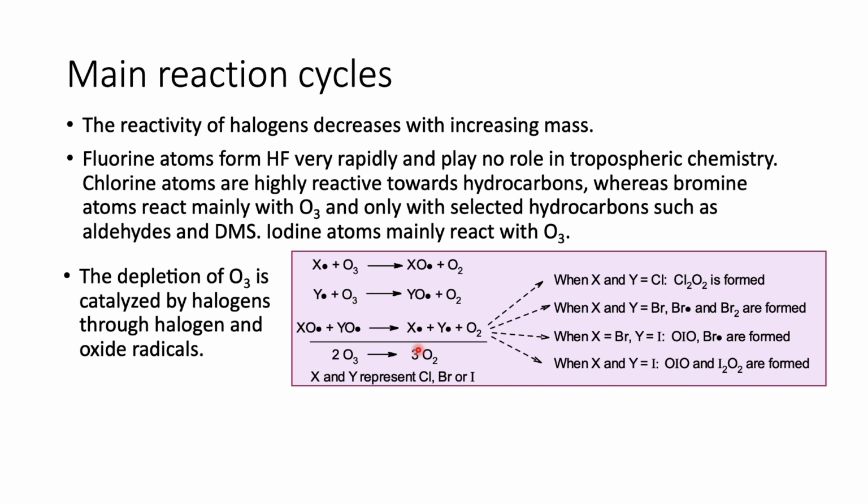So that is the net reaction that is happening. When X and Y are chlorine, Cl2O2 is formed in this particular reaction, that is the diradical combination reaction. When X and Y are bromine, bromine radical and Br2 are formed. When X is bromine and Y is iodine, OIO, that is iodine dioxide, and bromine radicals are formed. When X and Y are iodine, OIO, iodine dioxide, and I2O2 are formed. So these are all the various reactions that happen with respect to each different halogen atom.